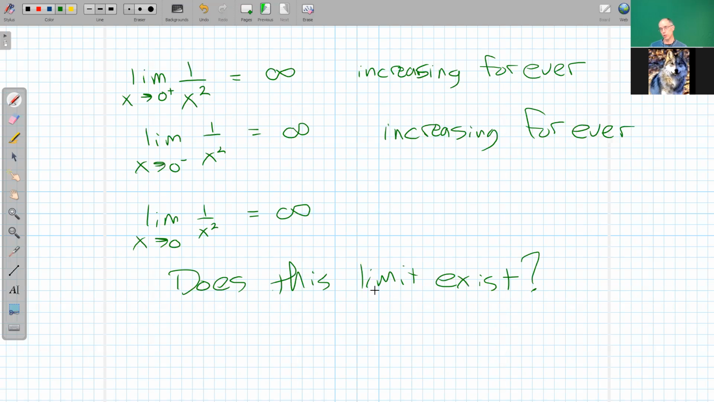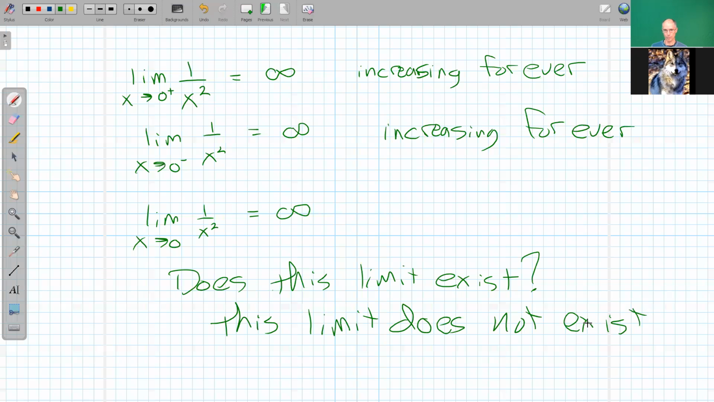So here's the deal. To exist means the answer is a number. Is infinity a number? The answer is no, so this limit does not exist, since infinity is not a number. To exist means it came to a number. So those are the two options. Either the limit comes to a number that we can identify, or it doesn't go to a number. And infinity is not a number.